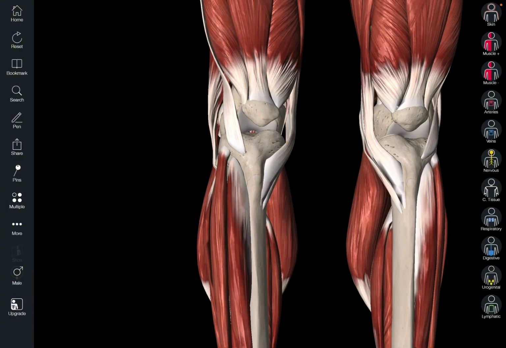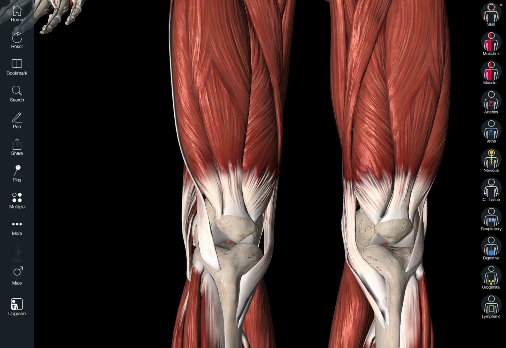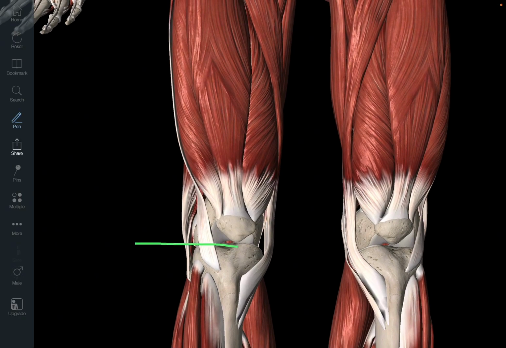Now, moving more proximally, we'll look at the knee disarticulation amputation. The knee disarticulation is an amputation through the knee joint itself. The femur is fully preserved, both condyles are present, and all thigh musculature remains attached.